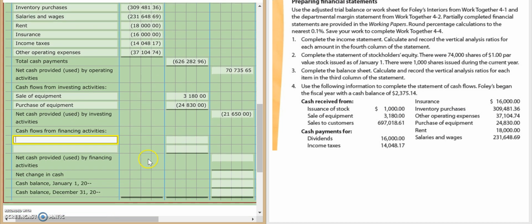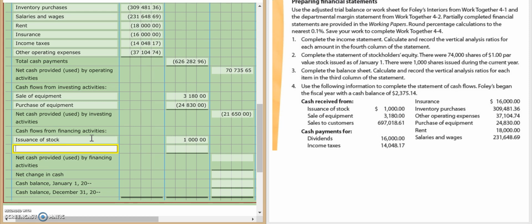Our third and final section is our financing activities. Financing activities, remember, are any time that we are receiving money in the form of capital stock or paying dividends to our stockholders. So our activity where we would be receiving cash, that's usually what we put first, would be, of course, the issuance of stock. And we issued $1,000 in stock. So we put issuance of stock and 1,000.